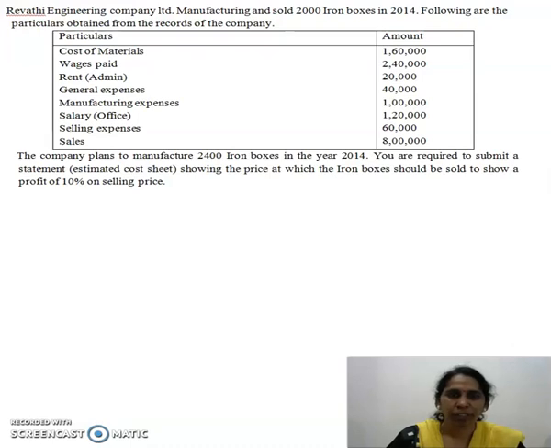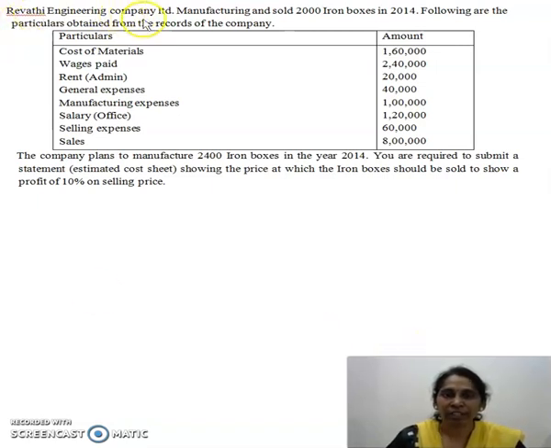Hello students, today we are going to solve the job cost sheet. In this problem we have to solve a job cost sheet, and based on it you have to prepare the estimated job cost sheet. Okay, we will come to the problem.